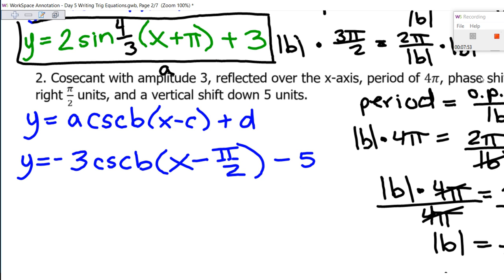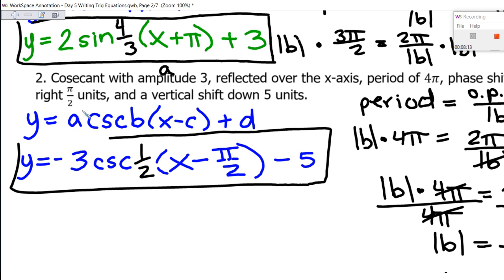So over here, my equation, now I need to erase the b. And I need a 1/2. So y equals -3 times the cosecant of 1/2 times (x minus pi over 2) in parentheses, minus 5.